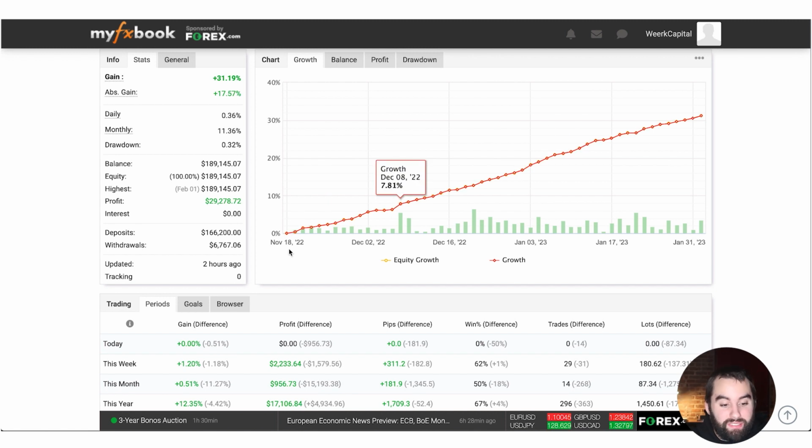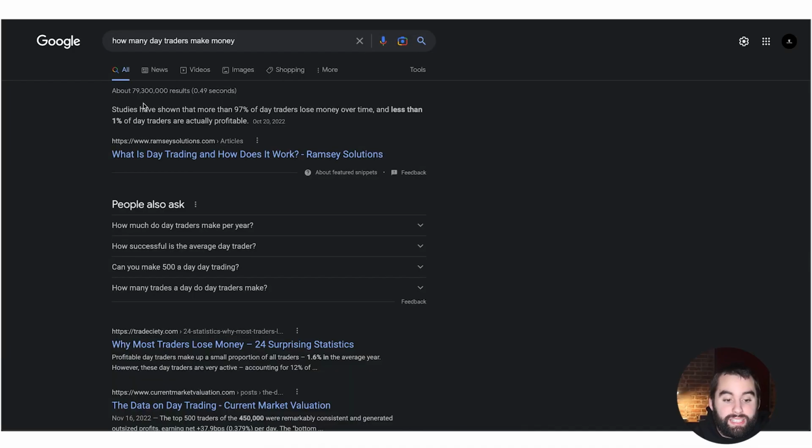That's phenomenal. And obviously we can see the profit right over here. So when it comes down to capital deployment, learning how to find sources and find vehicles to deploy your capital into is very important, because again, 95% of traders actually lose money. So let me show you this. Studies have actually shown that 97% of day traders actually lose money over time, and less than 1% of day traders are actually profitable.